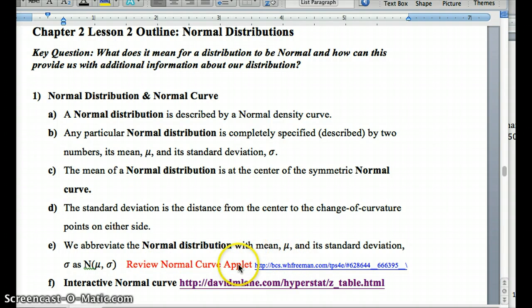And then here's also an interactive normal curve that you should check out and is going to be really helpful for computing area from z-score and vice versa. So this could be useful in class too. Let's take a look at it.